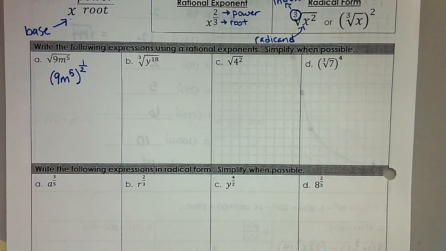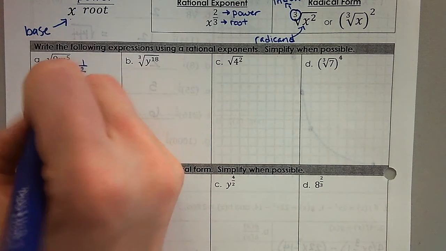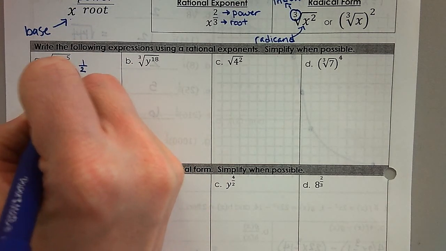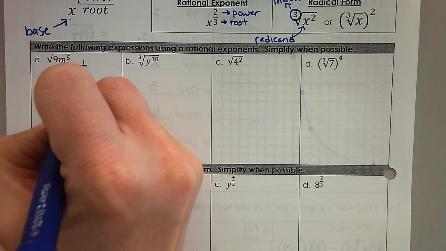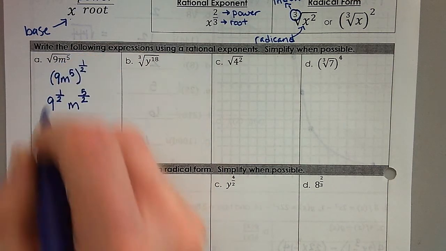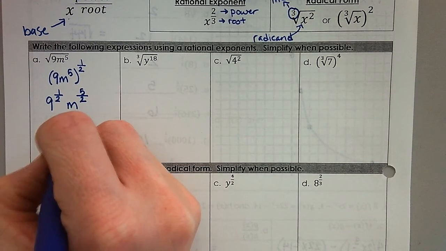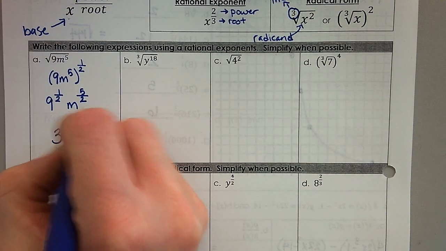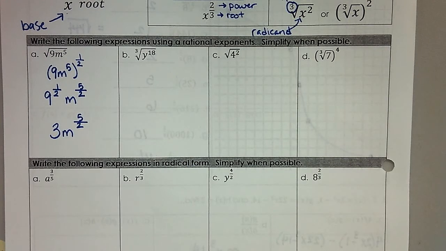Anybody able to simplify that for me? This is going to come into our rules that we're about to review. It is 3, because this is 9 raised to the 1/2, and then this is just m raised to the 5 over 2. 9 raised to the 1/2 is 3. So 3m raised to the 5/2.